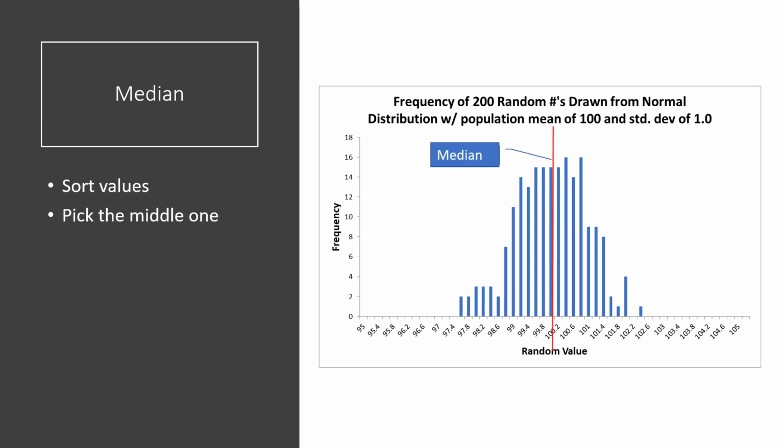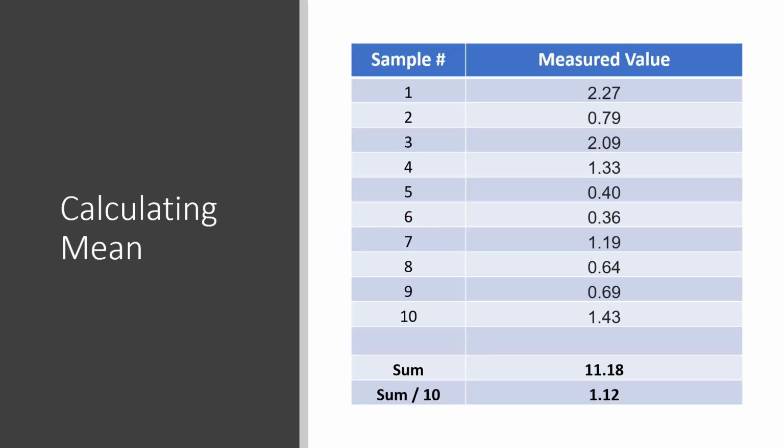The median, on the other hand, in a bell curve or a normal distribution, the median and the mean are expected to be essentially the same. But to figure out the median, you sort the values from smallest to largest, and then you pick the middle one. So what it's really telling us is that 50% of the values are less than your median, and the other half of the values are greater than the median. So let's look at a couple of examples.